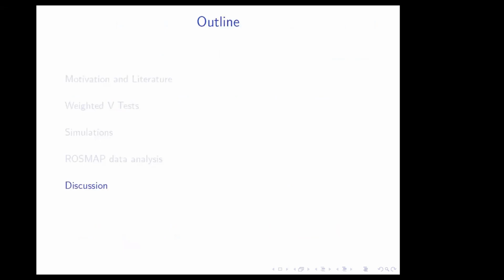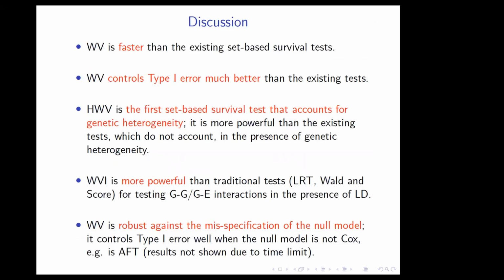Then in conclusion, in this paper, we developed 3 sets of set-based genetic association and interaction tests. The first set is called WV. WV is the genetic association test with survival outcomes without adjusting for genetic heterogeneity. And the second set is HWV. This is the genetic association test considering genetic heterogeneity. And the third set of tests is called WVI. This is to test for gene-gene and gene-environment interaction.